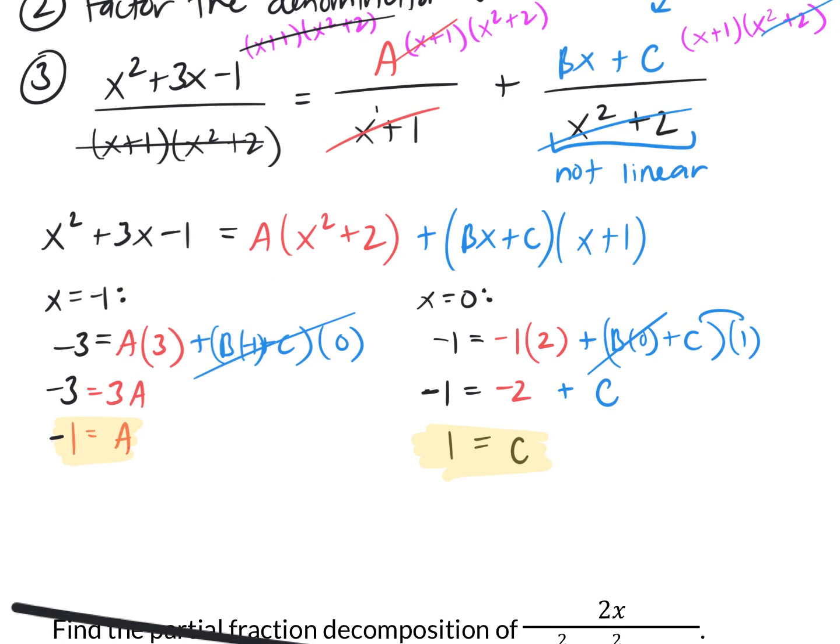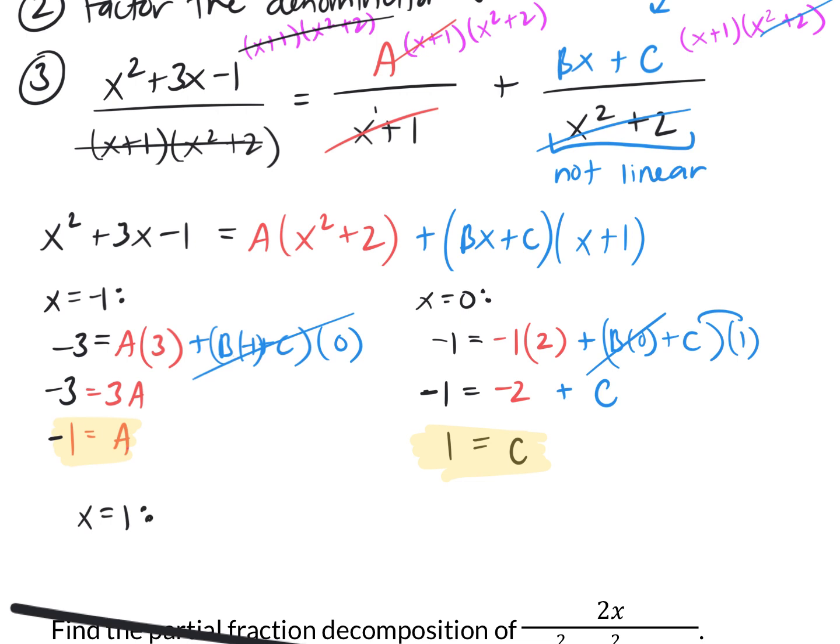So if I choose x equals 1, and I plug that in on the left, I get 1 squared plus 3 minus 1 is 3. And then we know a is -1, so -1 times 1 squared plus 2, which is 3, plus b, I still don't know, so I've got b times x, which is 1, so I can just leave it as b, plus c times 1 plus 1, which is 2. Oh, you're right, c is 1, thank you.